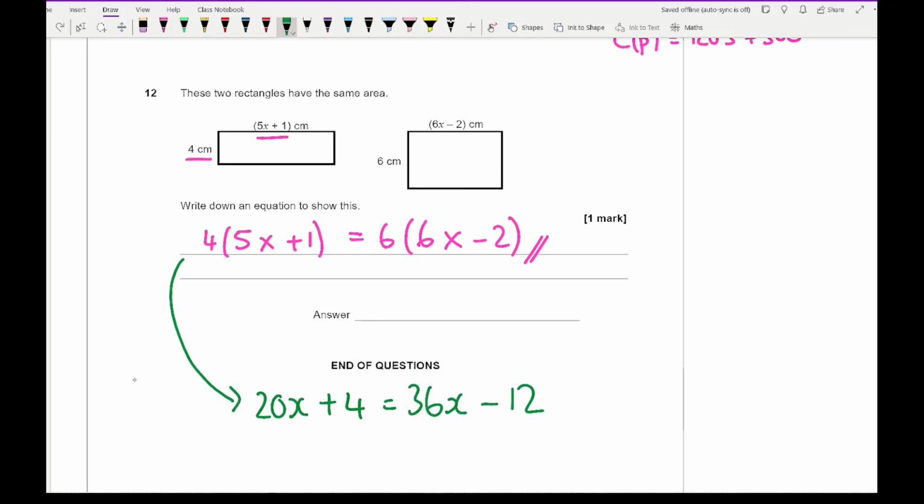Now it'd be very, very tempting for you to work out what x is, but that's not what the question asks you to do. It simply tells you to write down the equation to show that the area of those two rectangles is the same.